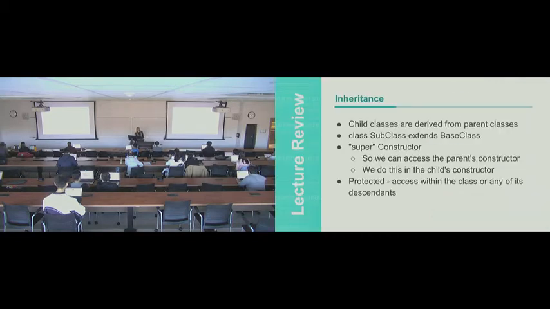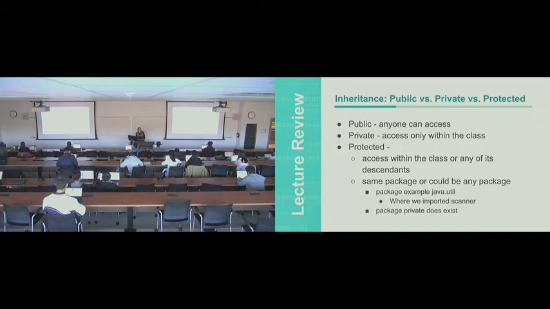So lecture review. Again, just a quick refresher on inheritance. Child classes are derived from the parent classes. So you'll see it in the context of class subclass extends base class. And then we have stuff like the super constructor, so we can access the parent's constructor, and we do this in the child's constructor. And then protected: access within the class or any of its descendants. So breaking down public, private versus protected. Public, anyone can access. Private, access only within the class, so as soon as you switch to a different file, you no longer have direct access to those. Protected, access within the class or any of its descendants. It could be the same package or any package.